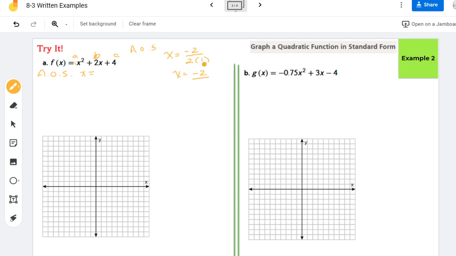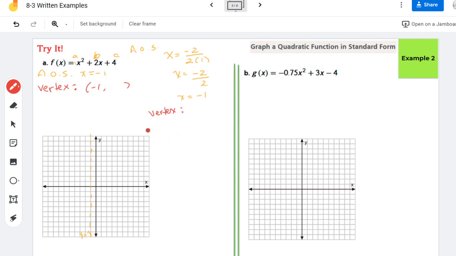So if I get rid of these parentheses, 2 times 1 is 2, and -2 divided by 2 is -1. So this is another quadratic that has an axis of symmetry at x equals -1. Once we have our axis of symmetry, we use it to find the vertex, because the vertex lies on the axis of symmetry, and that tells you what your x value is there.